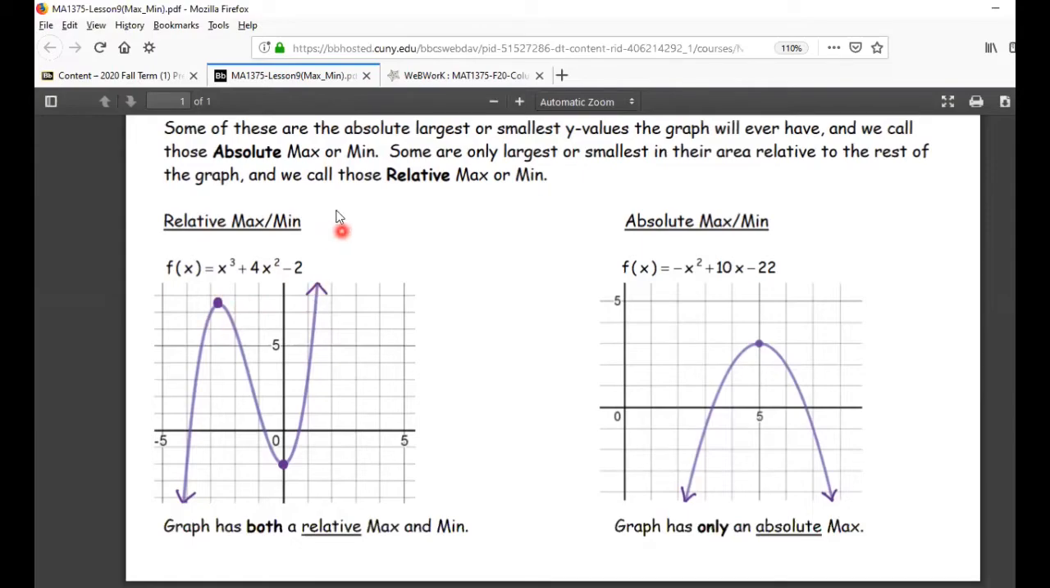The Y values go to infinity. So this is not the absolute maximum Y value that you'll ever get. It is a maximum relative to the rest of the picture. Sometimes they call it a local max or min, because in its area, it's the high point. But in relation to the whole graph, it is not. Okay, so that's the difference between absolute max and min and relative max and min.